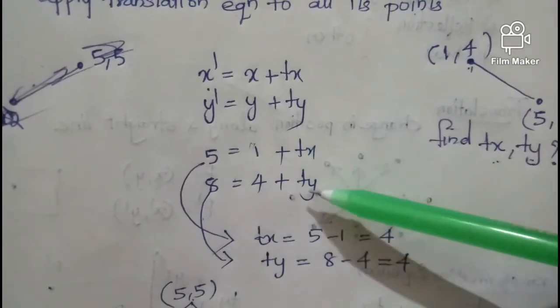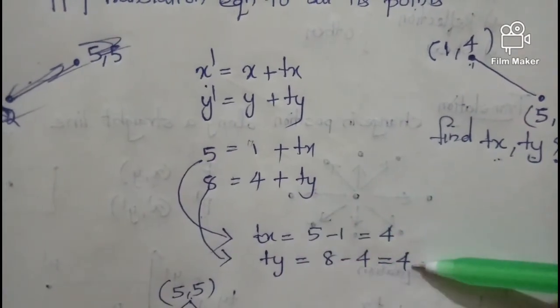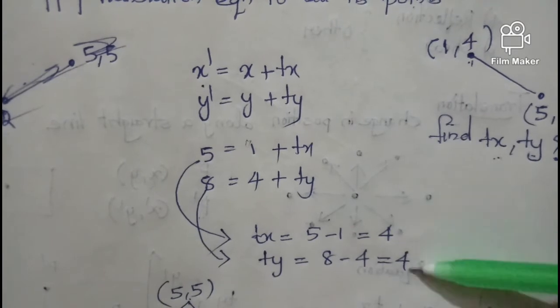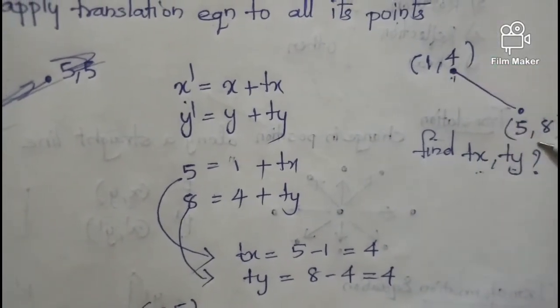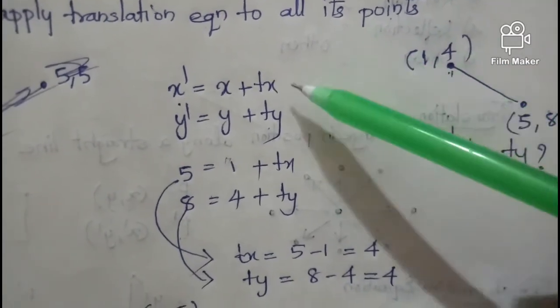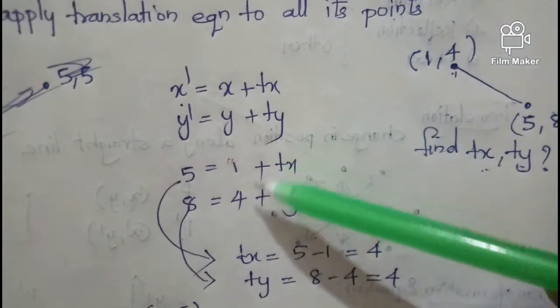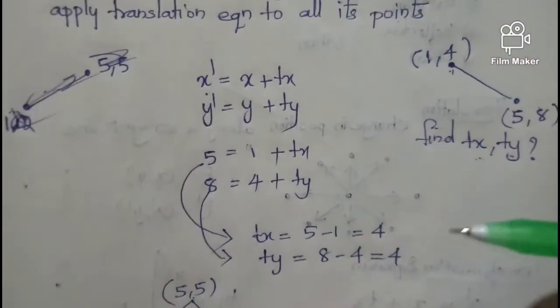Similarly in this equation, taking 4 to the LHS, it will become ty is equal to 8 minus 4, which is 4. So I got both these values tx and ty. So in this way, when the initial point and the final point are given to you and you are asked to find tx and ty, use the translation equation and substitute the values which are given. You can easily find the values of tx and ty.